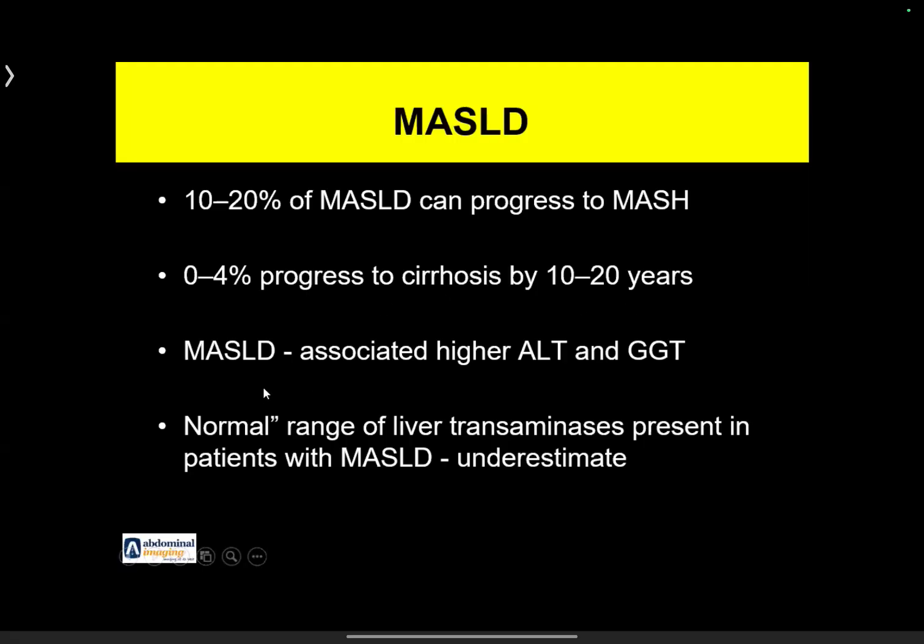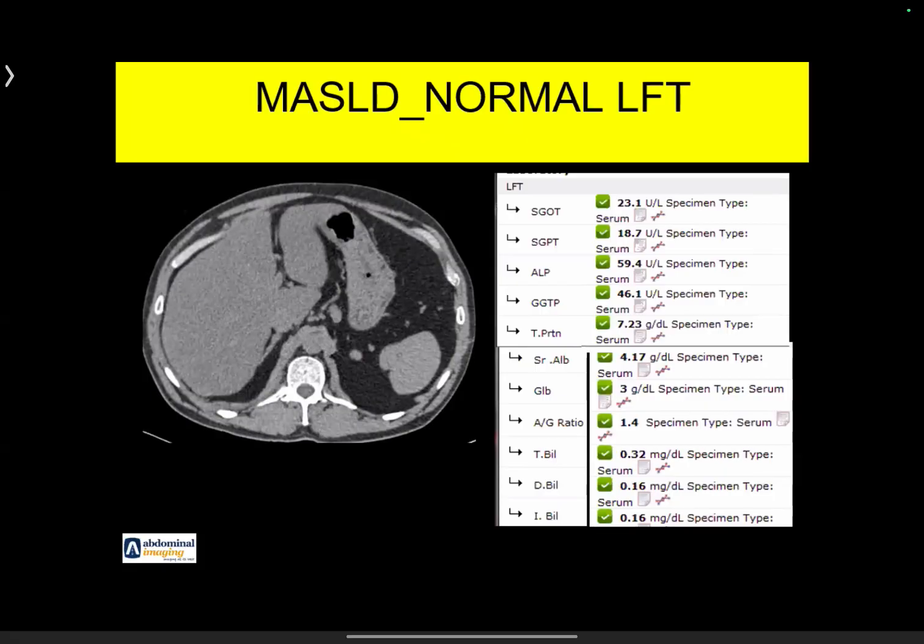Typically, a steatotic liver disease may have mildly raised transaminase levels, but it is not uncommon to have normal LFTs. So with normal LFTs, you may think everything is normal, but it may not be. Let me show you this example. Here is a lean guy who has fatty liver. The liver is not nodular, but you can see that the liver has some change in shape, and there is diffuse fatty liver. But if you see, all the lab tests are in the normal range.